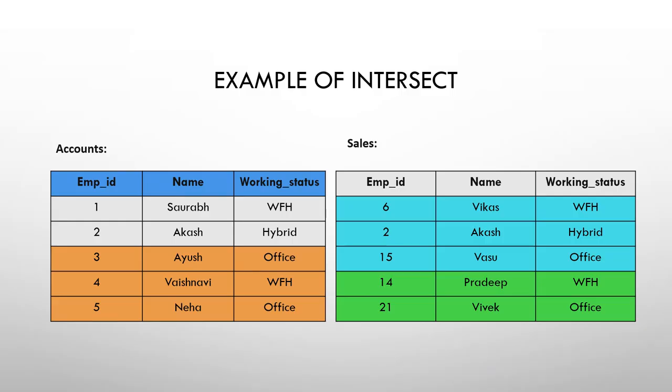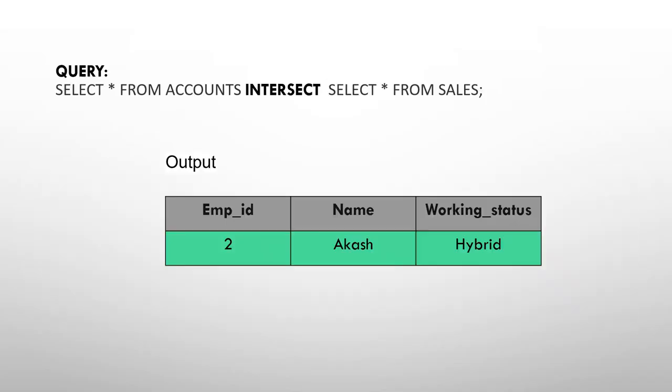Let's see an example for intersect operation. Here we have two tables, accounts table and sales table. Accounts table contains the information about the employees who work for accounts, and sales table contains the information of the employees who work for sales. Now we are going to perform intersect operation on the accounts and sales tables. Here we have a query: select star from accounts, intersect, select star from sales.